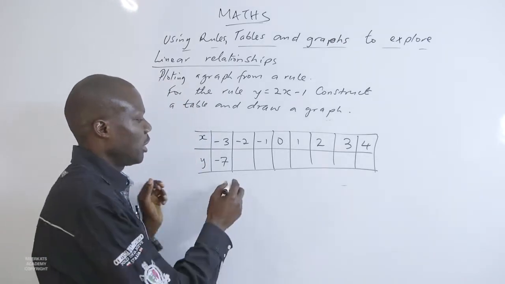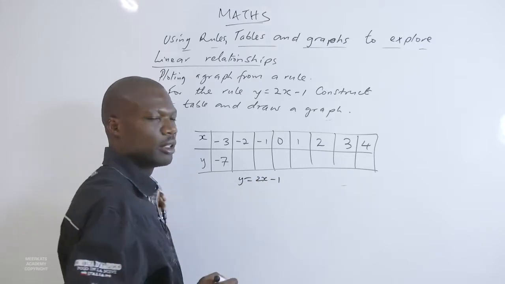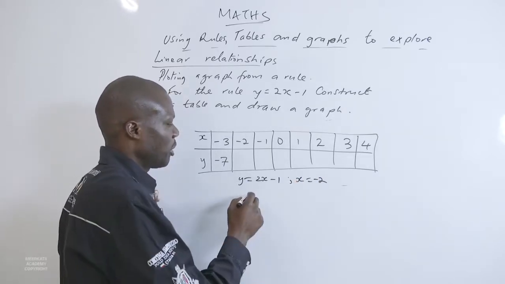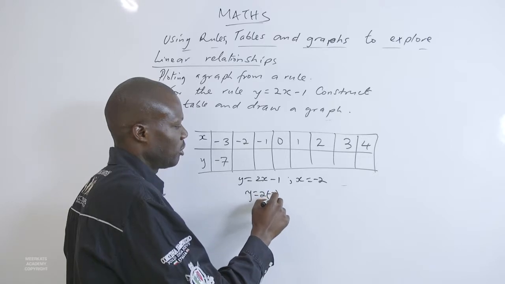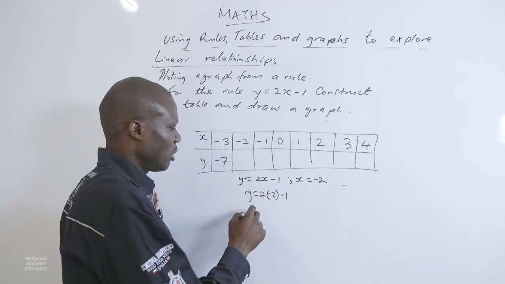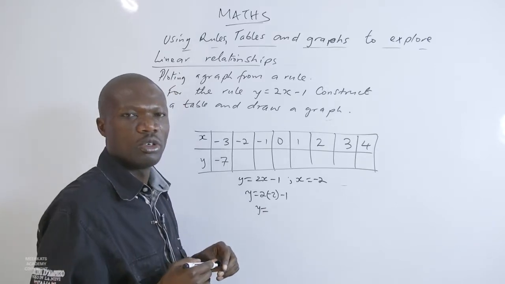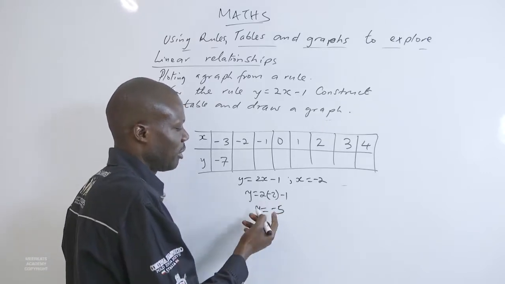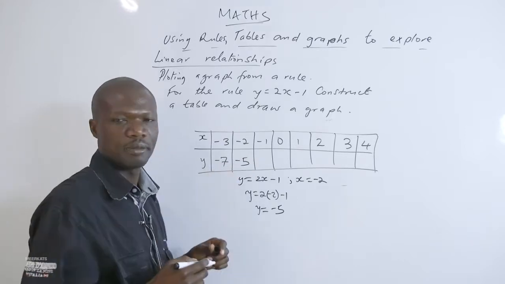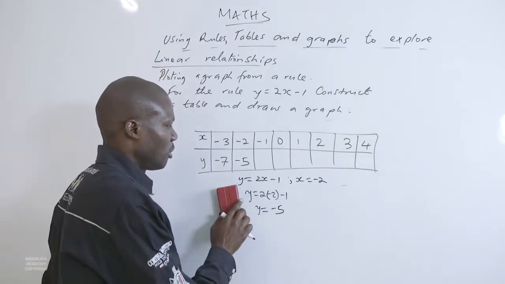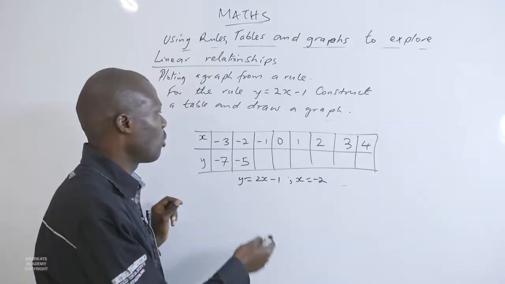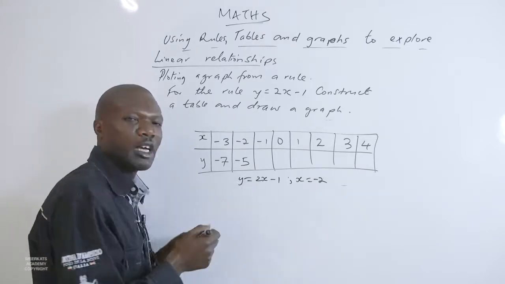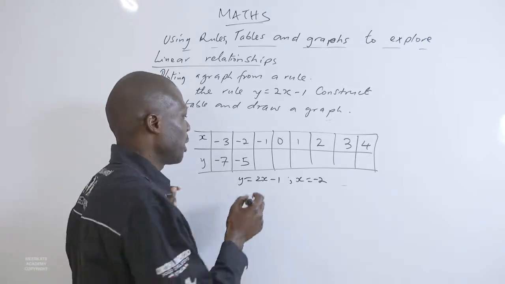The rule is y is equals to 2x minus 1, but x is equals to -2. Substituting in, we have y is equals to 2 into -2 minus 1, which is y is equals to 2 times -2 is -4, then -4 minus 1 again, we have -5. So the value here is -5. As you go on for -1, we can now do it offhand. For -1, we find that 2 times -1 is -2, -2 minus 1 is -3.